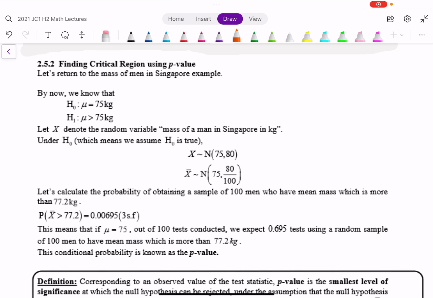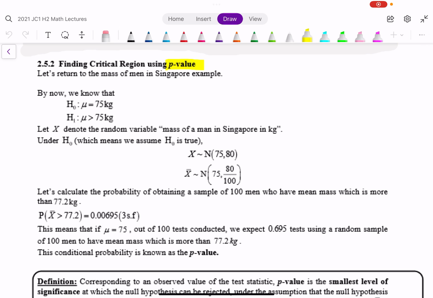Okay, so previously we used the critical value as well as the test statistic to determine the outcome of our test. Now we're going to use another value to help us determine the result of the test. This is what we call the p-value. Let's go back to the previous example, where my H0 is mu equals 75 and my H1 is still a right tail test.